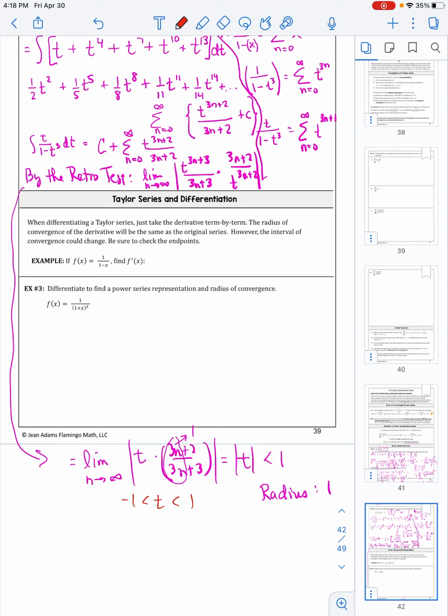Another way to write that radius of convergence would be t between -1 and +1. Okay, that's another way to write it. All right, let's go to our next example.